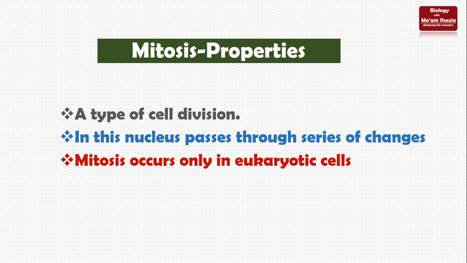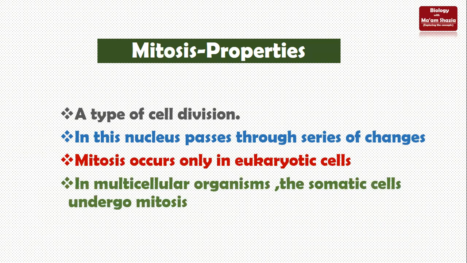process. As far as eukaryotic cells are concerned, all of the cells that have a nucleus and membranous organelles in them are called eukaryotic cells. For example, our cells are eukaryotic cells. In multicellular organisms, the somatic cells undergo mitosis. You all know that, all of the somatic cells.